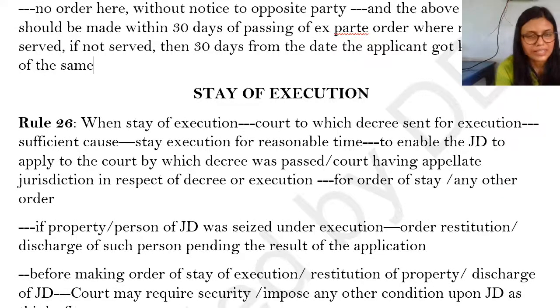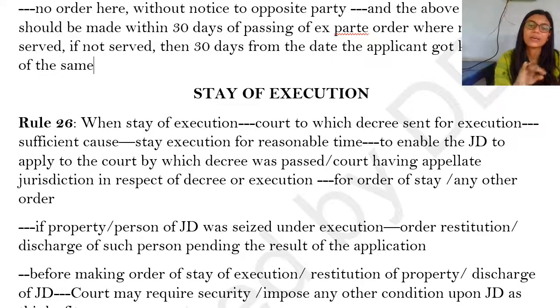Now when we stay execution, the court to which we had sent the decree for execution, if it has sufficient cause, can stay the execution for a reasonable time. For doing what? For enabling the judgment debtor to apply to the court which had passed the decree, or the court which has appellate jurisdiction in respect of it, for an order of stay or any other order. Or if the property or person of the JD was seized under execution, it may also order restitution or discharge of such a person pending the result of the application that he has given.